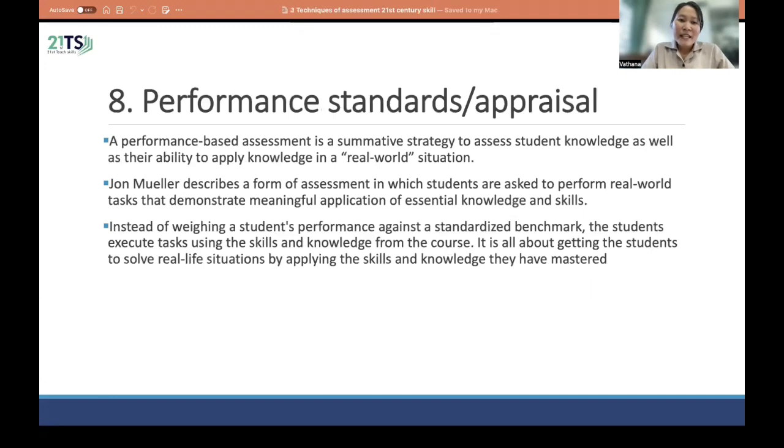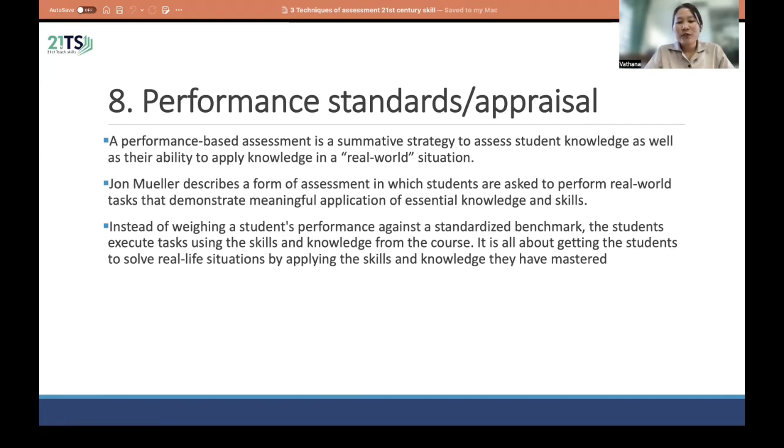And the next is the performance-based assessment. Performance-based assessment is a summative strategy to assess student knowledge as well as their ability to apply knowledge in real-world situations. It describes a formal assessment in which the student is asked to perform a real-world task that demonstrates a meaningful application of essential knowledge and skills.